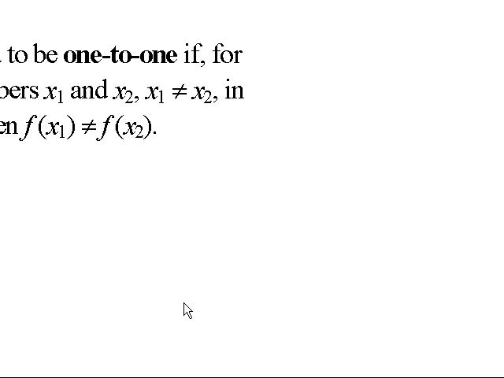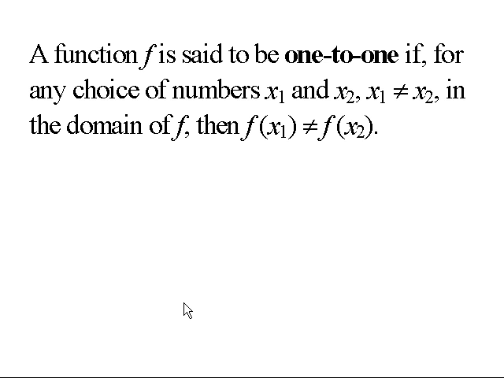If we want to keep distinct y values going with x values, it's an extra property that the function has to satisfy. It is called a one-to-one function. The function's one-to-one if distinct x values, so x1 different from x2, give distinct y values, so f of x1 different from f of x2.